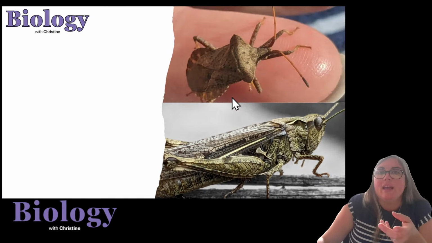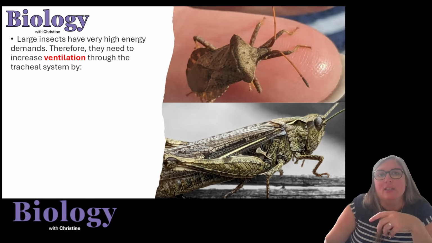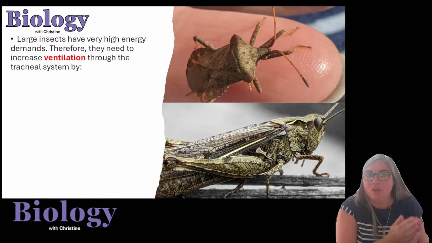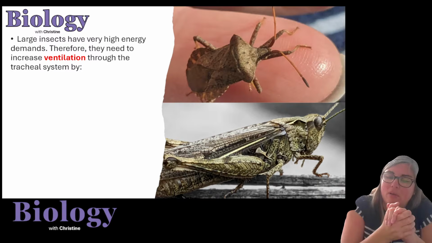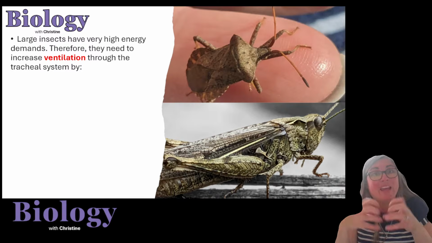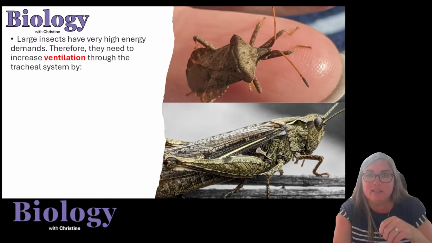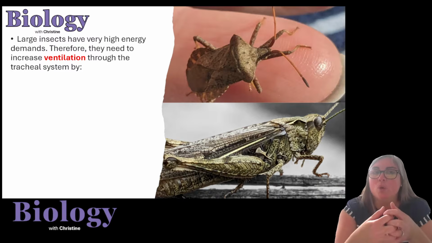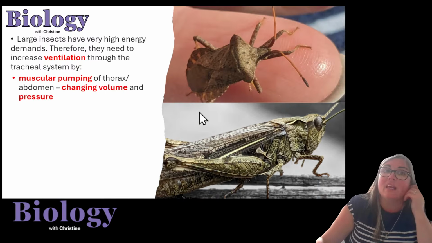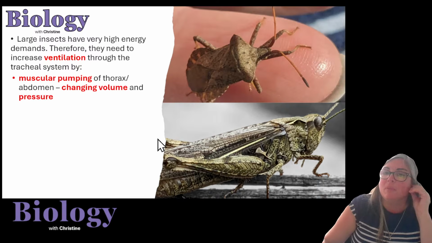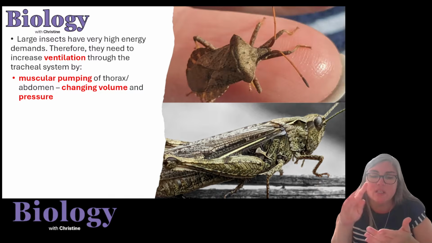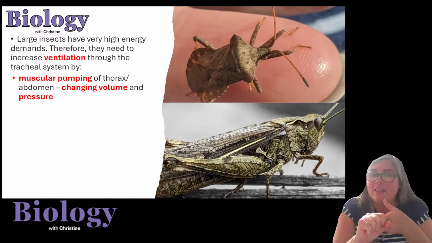And if we're looking at any larger insects, you should know about this ventilation. Yes, they have the spiracle where they can open and close the spiracle sphincter. However, if they're larger and they have a higher metabolic demand, they're therefore going to need a better ventilation system. And so they may do what's known as muscular pumping. And again, very important, changing the volume and the pressure.